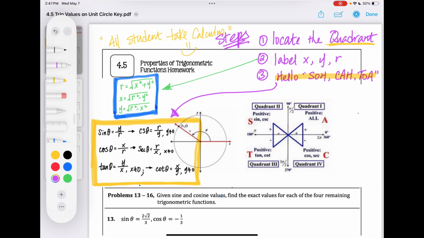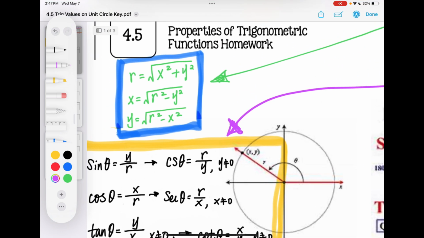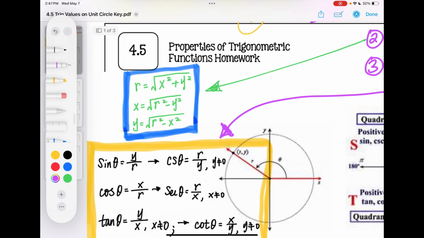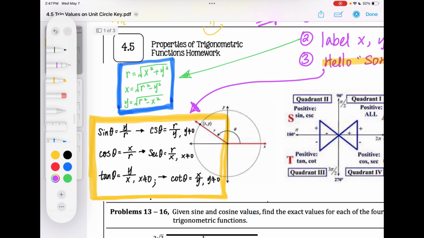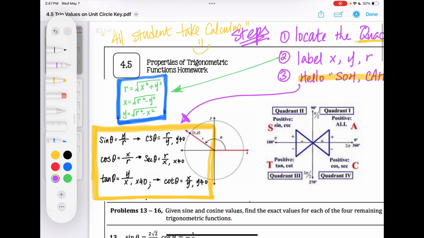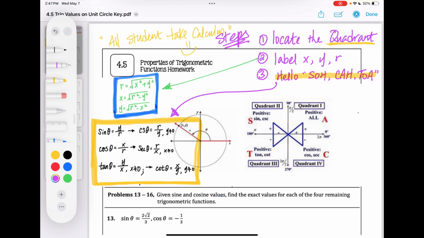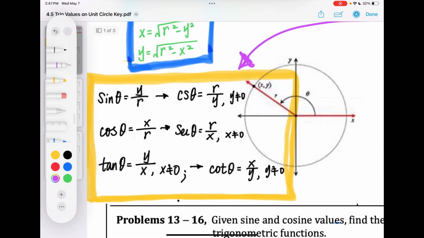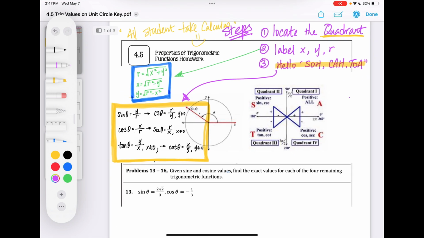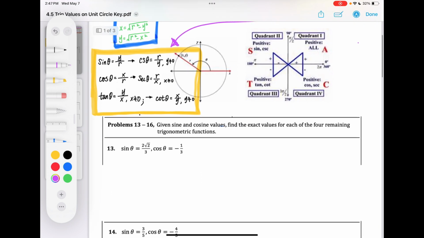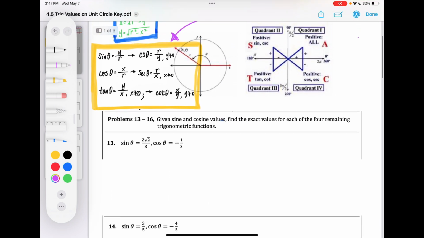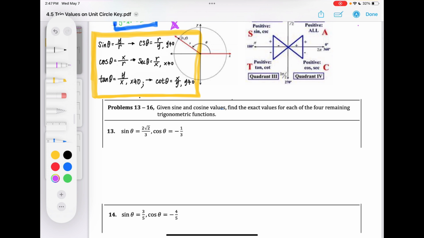Step 2, I'm going to label X, Y, R. And if you're missing any information, you can call out the Pythagorean theorem again to figure out the radius R, or the X or the Y. Therefore, step 3, hello, SOH CAH TOA. Because we already know the X, Y, R, just simply follow the awesome formula and you will get it. So showtime. Numbers 13 to 16, still no calculator.